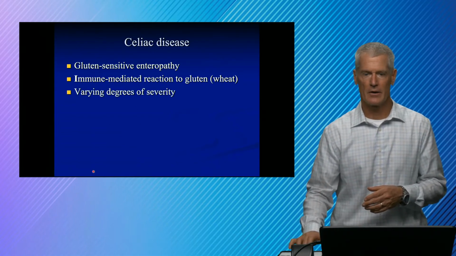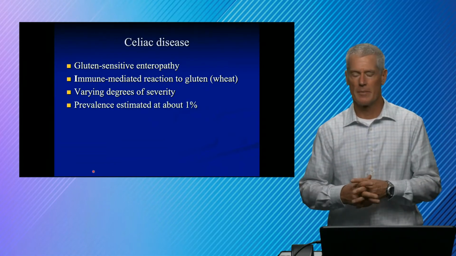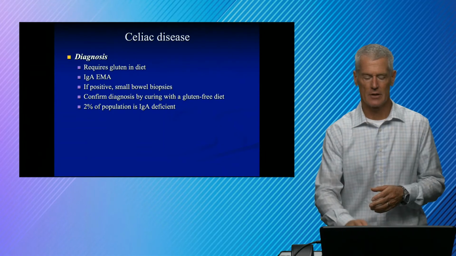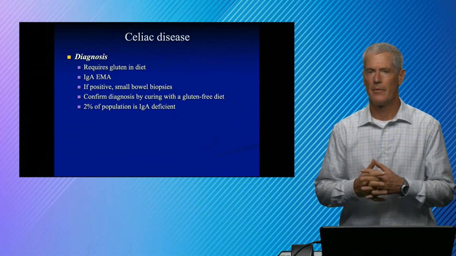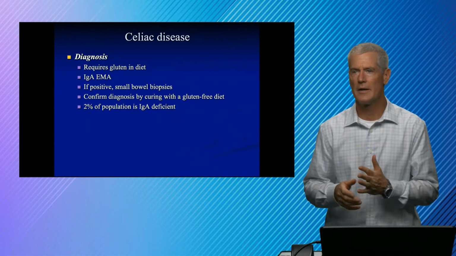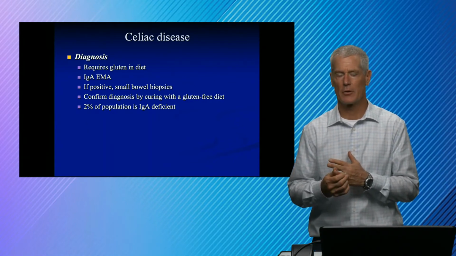Varying degrees of severity, and at least 1% of the population has celiac disease. We have good lab tests for celiac disease. There are a couple of requirements, though. One is that they have to have gluten in their diet at the time you do the laboratory test.